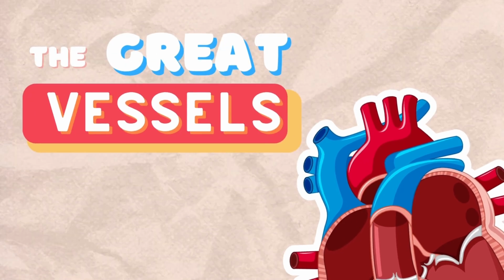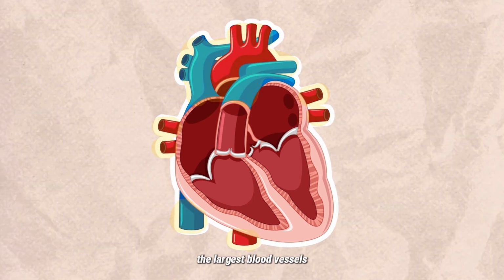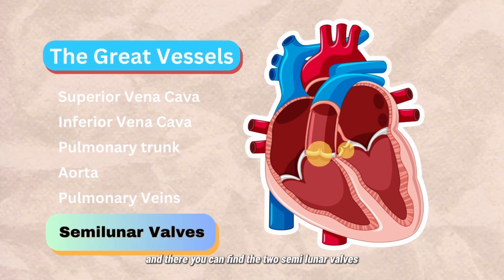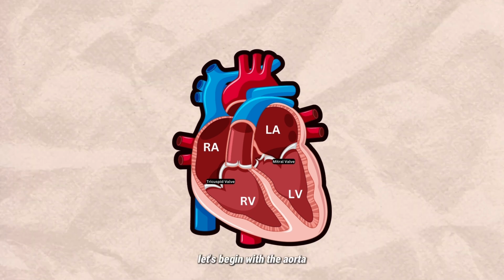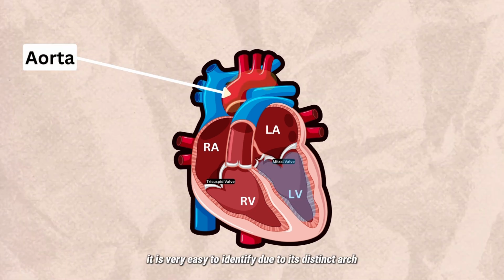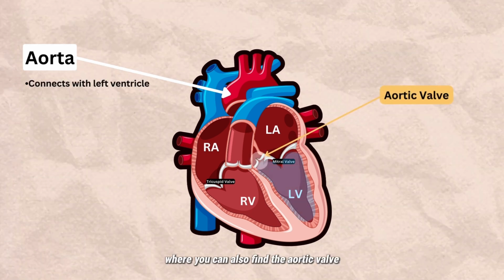The great vessels. The heart is also directly connected to the largest blood vessels, collectively called the great vessels, and there you can find the 2 semilunar valves, which are named after the arteries they are in. Let's begin with the aorta. It is very easy to identify due to its distinct arch. It is connected to the left ventricle, where you can also find the aortic valve.